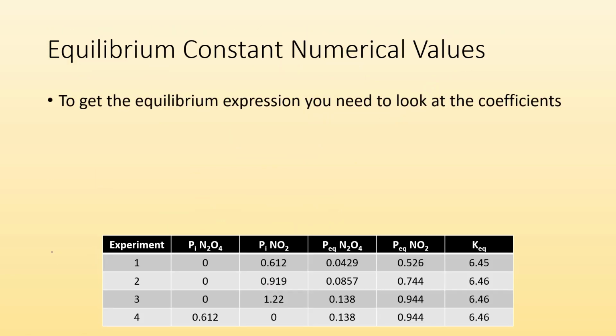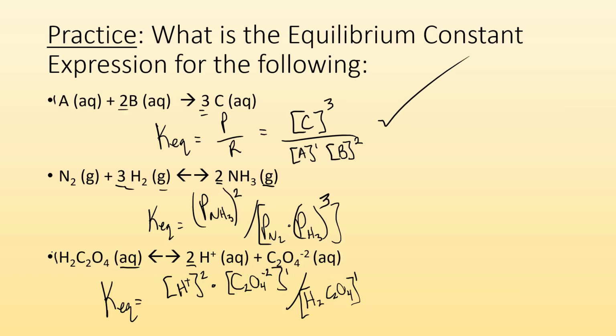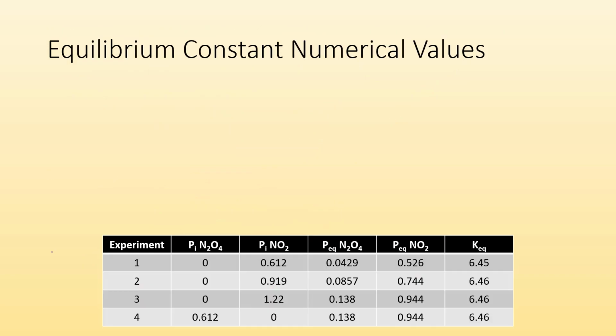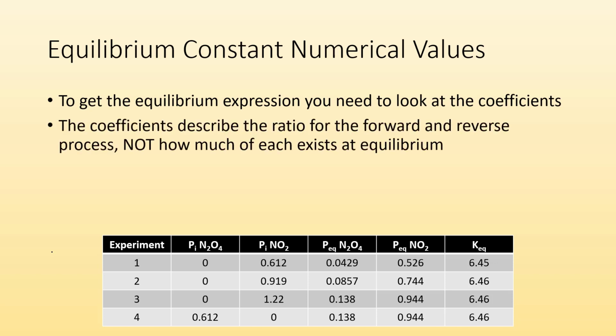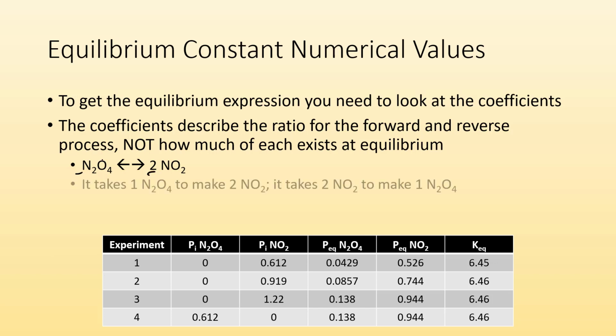All right, numerical values. So we got the expression. Hopefully we feel pretty good about figuring out what the expression is going to look like. So how do we get numbers for these KEQs? To get the equilibrium expression, you need to look at the coefficients. So the coefficients describe the ratio for the forward and reverse processes, not how much of each exists at equilibrium. I don't want you getting confused thinking that at equilibrium, it must be a 2-to-1 ratio. That's not how that goes at all.